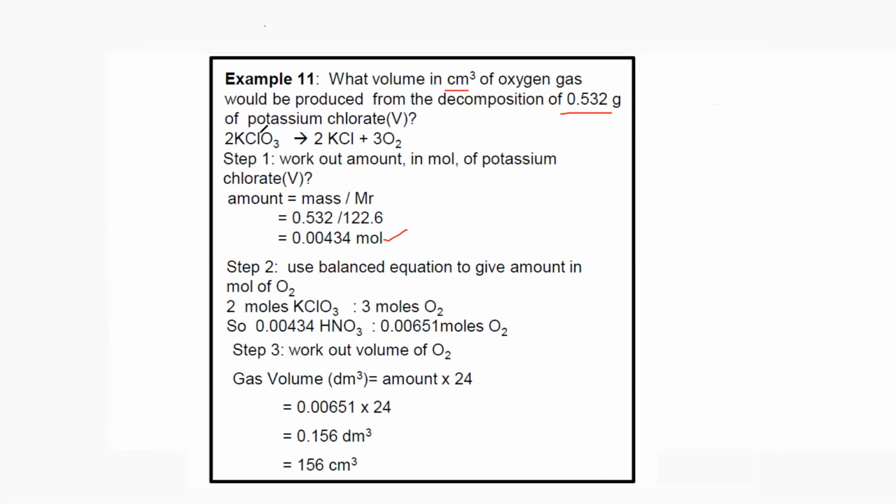After getting the moles, we take the ratio of potassium chlorate to oxygen, which is 2:3. So if 0.0043 moles are there, we'll get x moles of oxygen. So we'll get 0.00651 moles of oxygen. And then we multiply by the molar volume, which is 24, so we get the volume in dm³. To convert dm³ into cm³, we multiply by 1000, as the question asks for volume in cm³. So this is a similar question, finding moles by equation.